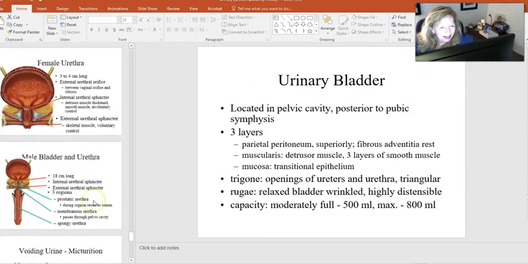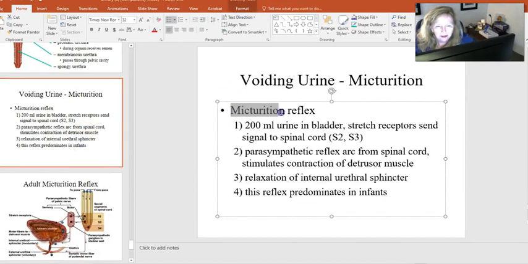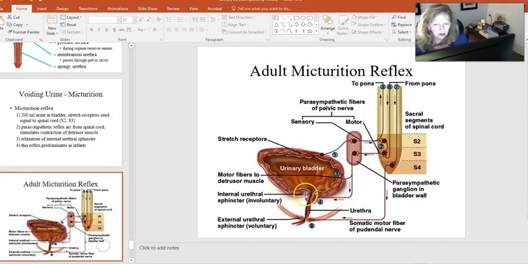These are some of the last little parts of the anatomy. The medical term for urinating is micturition. Micturition just means voiding urine. And again, we usually have control of that after the age of about 2 to 4. Usually by then there's control of that.